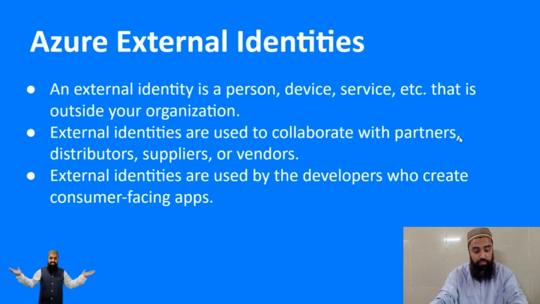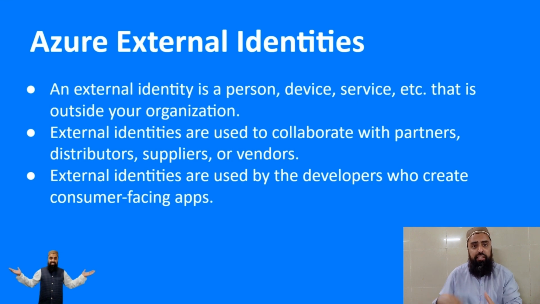After that, guys, we have Azure External Identities. Now, what is an external identity? An external identity is a person, device, or service that is outside your organization. External identities are used to collaborate with partners, distributors, suppliers, or vendors. External identities are used by the developers who create consumer-facing applications. These are identities that do not belong to your organization. These can be your partners, the distributors, or any third-party applications.